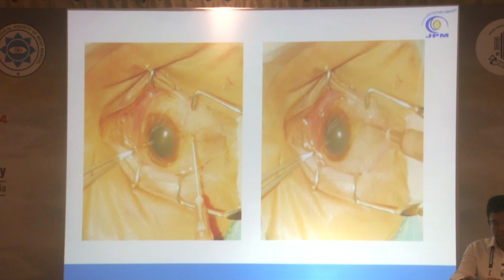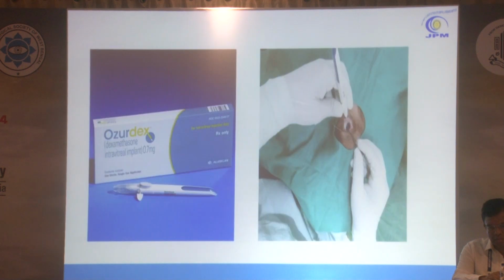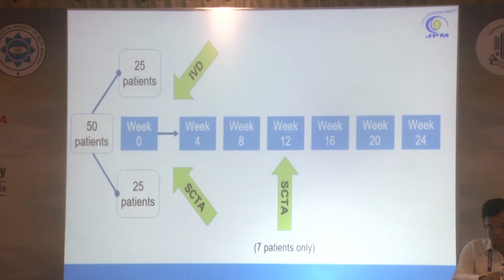And the injection is given as usual in the infratemporal site of the eye, and the outer 22 gauge needle shaft provides a guard, which I have already described. And dexamethasone is given as usual.